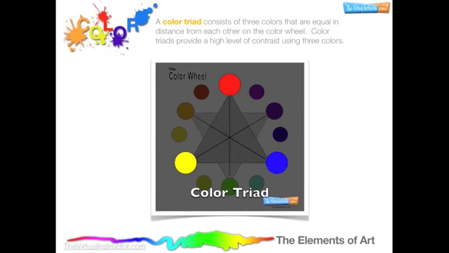A color triad consists of three colors that are equal in distance from each other on the color wheel. Color triads provide a high level of contrast using just three colors. An example would be the primary colors. Another example would be the secondary colors.